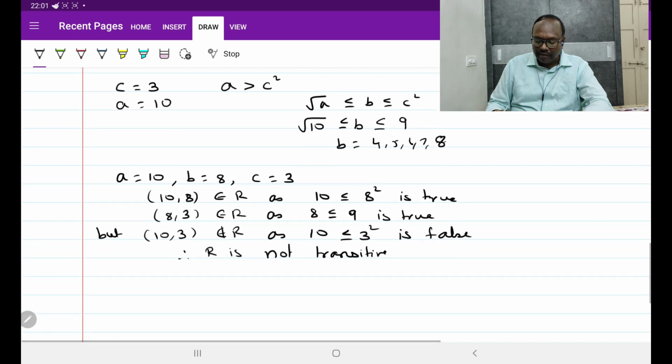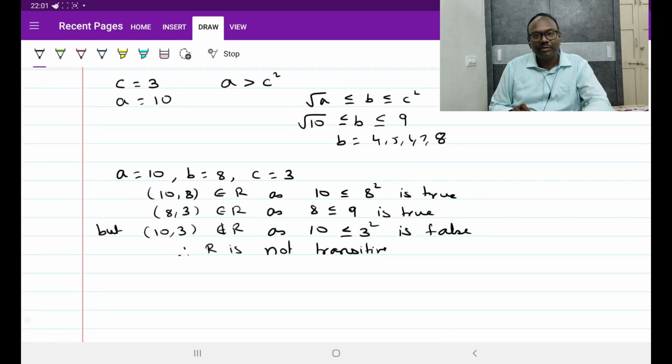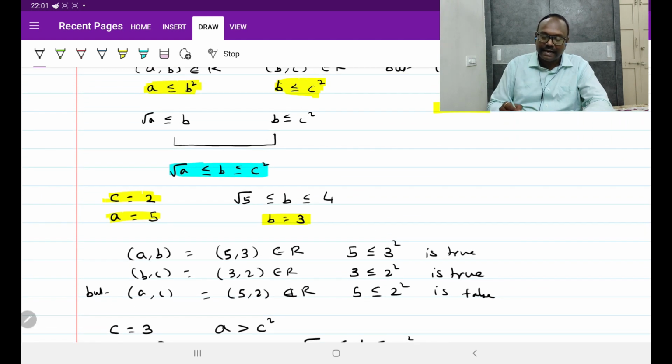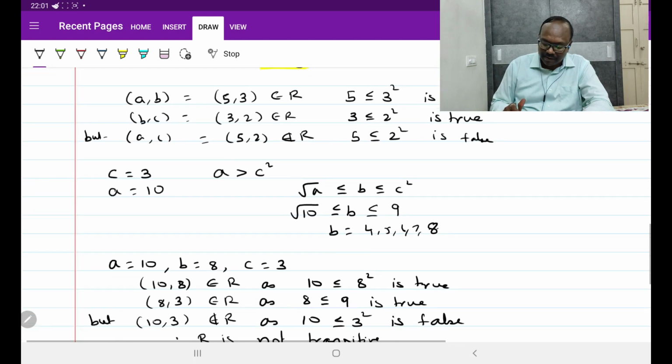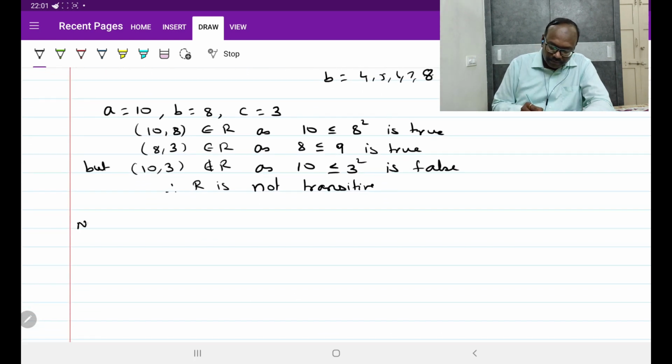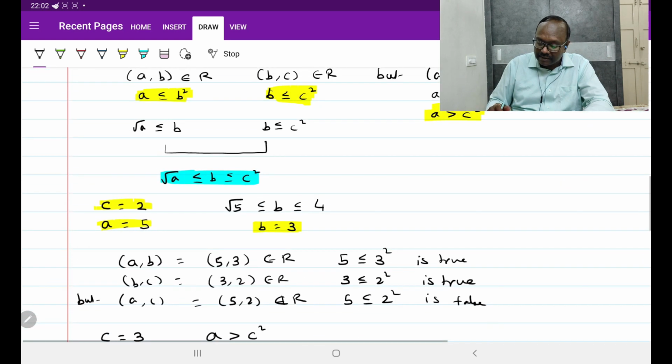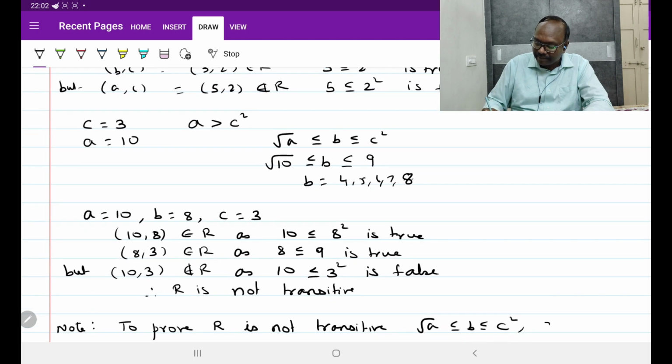So we have to write down a rule for the relation to be not transitive by choosing the condition that B should lie between root A and C square and A should be greater than C square. So we can just make a note. To prove the given relation R is not transitive, root A less than or equal to B less than or equal to C square, and also the second condition is that A is greater than C square.